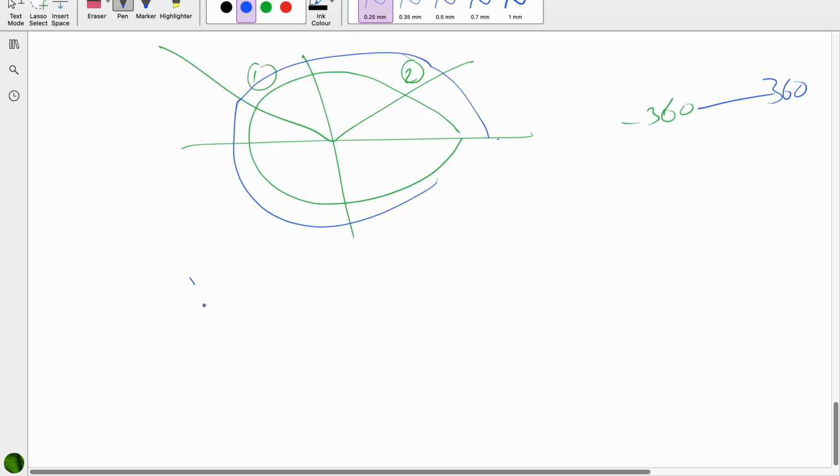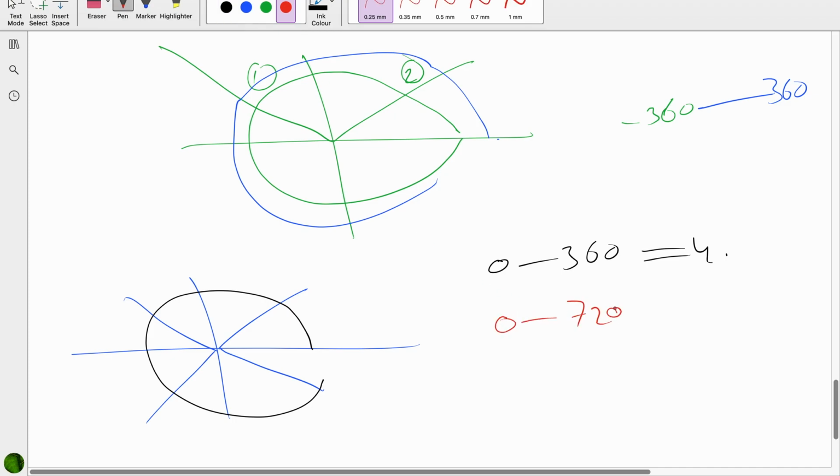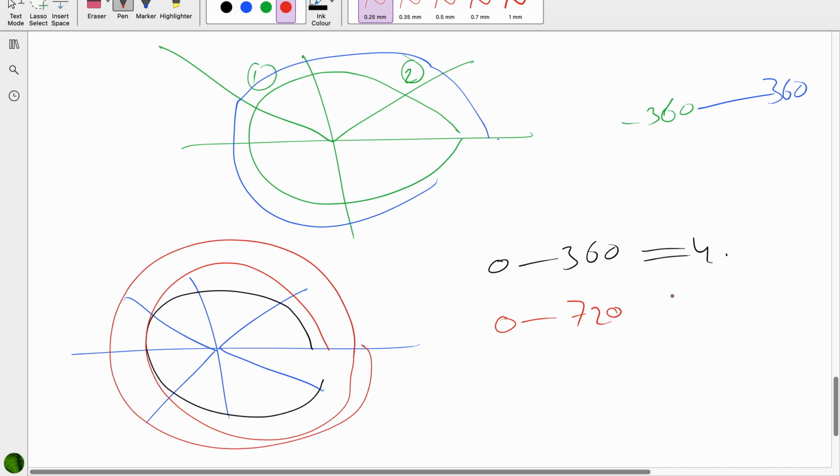One last example, this will make it very clear. Suppose these are four angles, 1, 2, 3, 4, and I tell you to solve from 0 to 360, and you can clearly see there are four intersections. So answers would be 4. But what if I tell you to solve from 0 to 720 for the same question? So this is the first circle, you know there are four answers. Then one more circle, so there would be 8 answers. Are you getting the point?